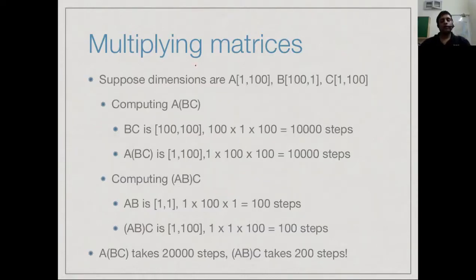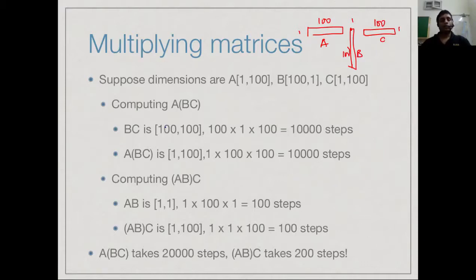So let's look at a very trivial example. I have three matrices of this kind. A is a matrix which looks like this. It has one row and 100 columns. B is a matrix which looks like this. It has 100 rows and one column. And C is again a matrix which looks like this. So this is my A, this is my B, and this is my C.